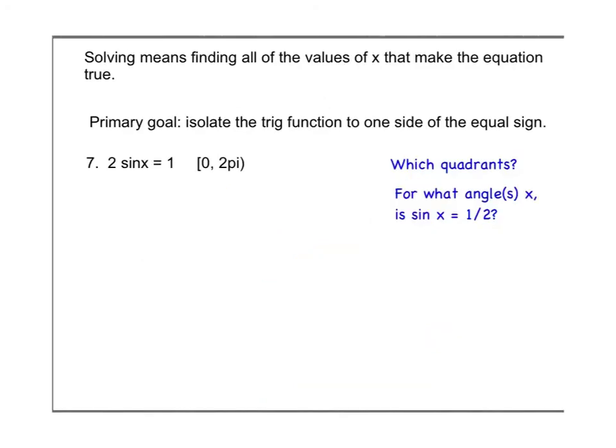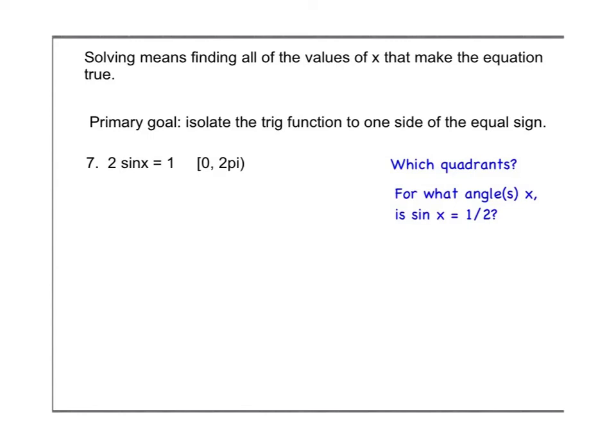Okay, solving a trigonometric equation means finding all the values of x that make the equation true. The primary goal will be to isolate the trig function to one side of the equal sign. All right, so this is number 7. This is 2 sine x equals 1, and I just want the answers from 0 to 2 pi. Remember, x is an angle, so I'm looking for the angles that make this true.